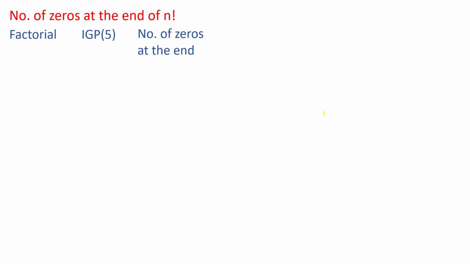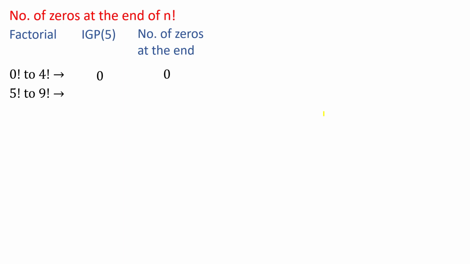Okay, the smallest factorial is 0 factorial. Take any factorial from 0 factorial to 4 factorial. In that factorial, what is the IGP of 5 going to be? Everyone, in any factorial from 0 factorial to 4 factorial, there is no number which is a multiple of 5. So we can say that the IGP of 5 is going to be 0. Thus the number of zeros at the end of that factorial is going to be 0 only.